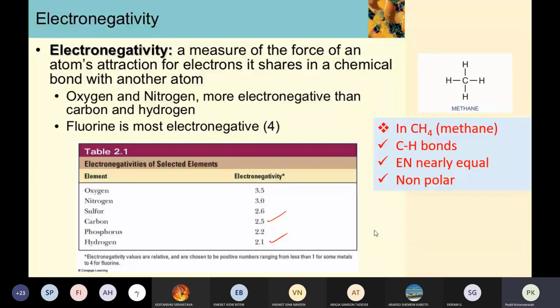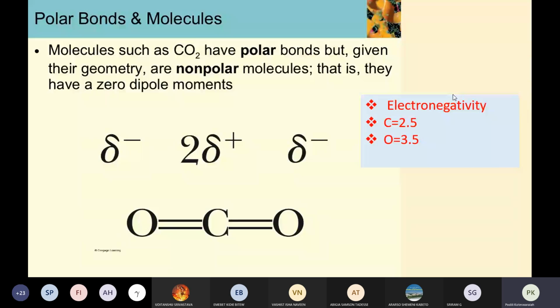Now, in case of methane, you can see here that it has four carbon-hydrogen bonds, and the electronegativity of the carbon is 2.5, and the electronegativity of the hydrogen is 2.1. That means the electronegativities of carbon and hydrogen are nearly equal. So we don't see any dipole here. That's why methane is a non-polar molecule.